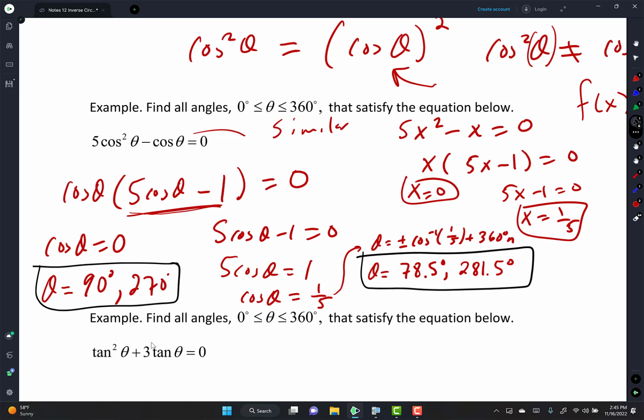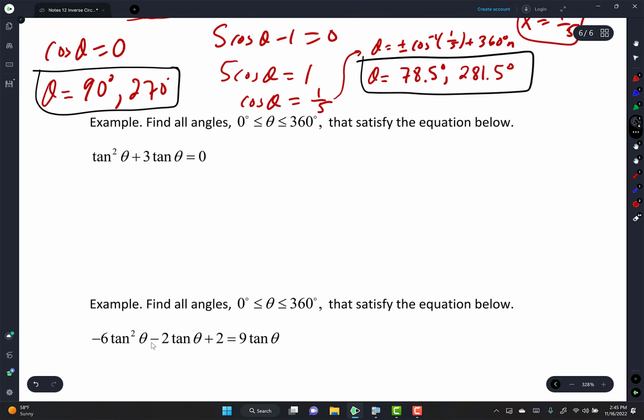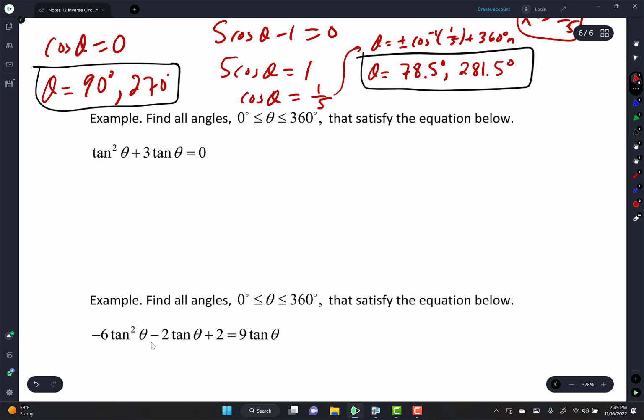How do we feel? Okay. Look at this one here. I'm going to go slow, guys. I have tan squared theta plus 3 tan theta equals 0. I'm going to factor out tan theta because that's what Justin Bieber would have done. So I'm going to write tan theta times tan theta plus 3.